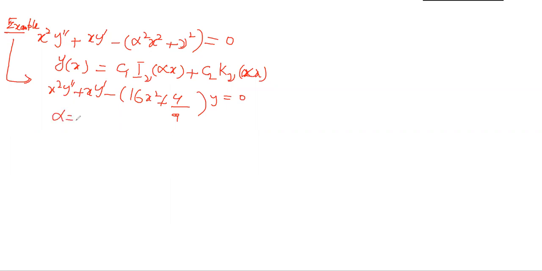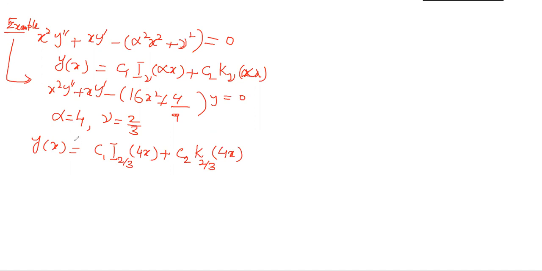So in this case, what is the value of alpha? Yeah, alpha square x square, what is the value of alpha? 4. And nu is 2 by 3, okay? So nu is 2 by 3. So in this case, the solution will be y of x equals c1 times the modified Bessel's function of the first kind at 4x, plus c2, the arbitrary constant, times the modified Bessel's function of the second kind of order 2 by 3 at 4x. Okay, so these were the different cases.